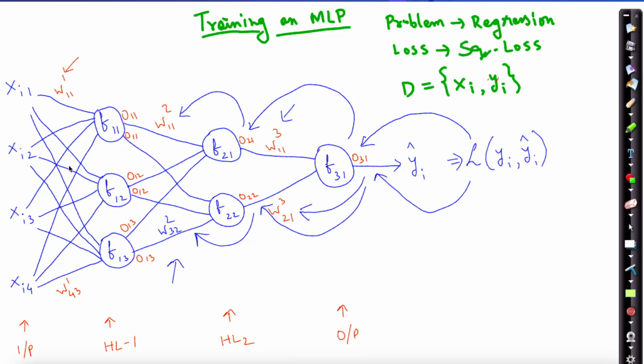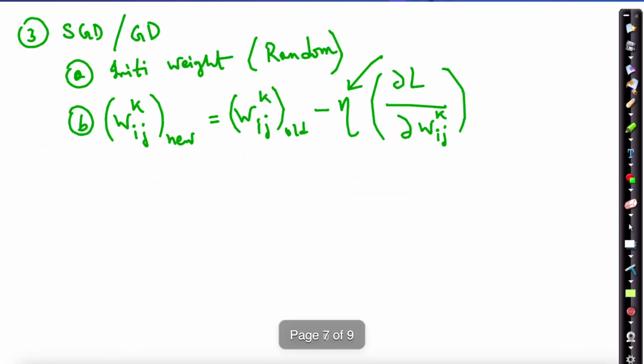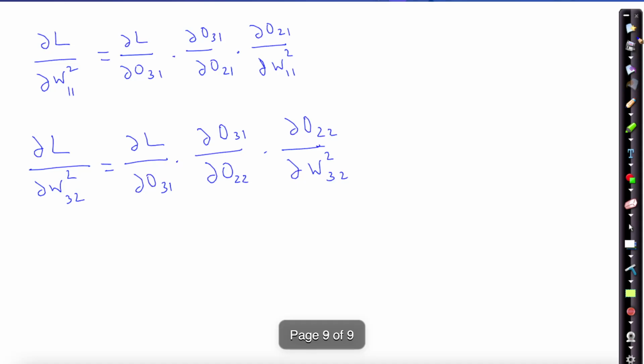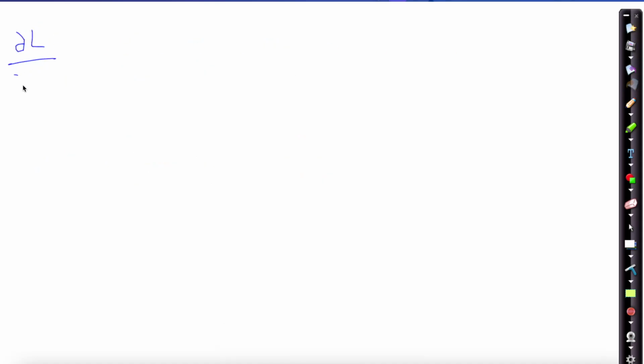When it comes to this one, this is a bit tricky. Okay, I'll show an example. Let's say W111. Okay, it is a bit tricky. I'll do it in a new page. So loss with respect to W111 in the first layer. So how can you write it? See one thing.